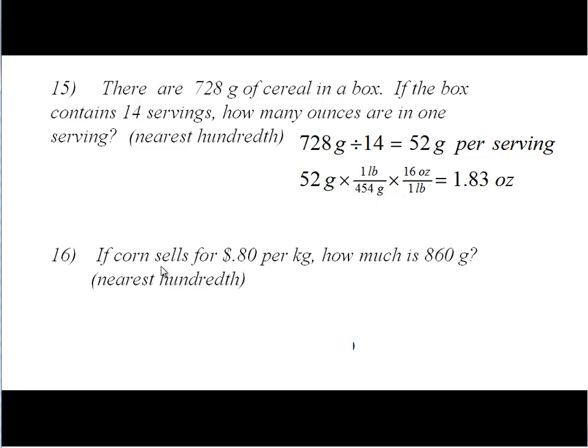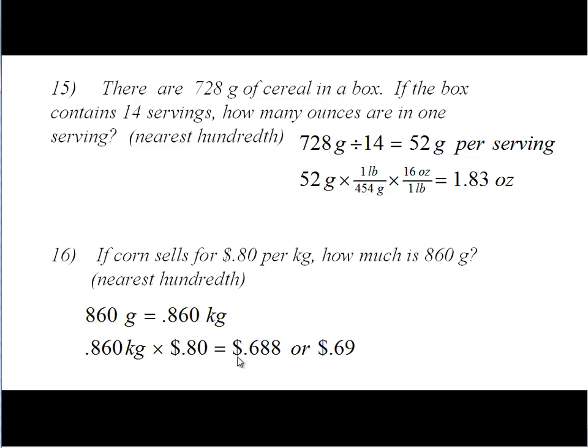Okay, corn sells for 80 cents a kilogram. How much is 860 grams? Well, first we have to convert this. So you move your decimal place, 0.860 kilograms, multiply that by 80 cents, and you get 0.688, or 69 cents if you're doing it that way.